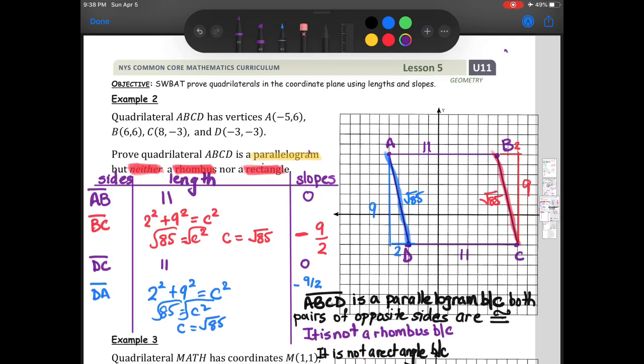Now the next thing, it is not a rhombus because all four sides are not congruent, right? I had to cram it in there, please guys, apologize for that. And it is a rectangle because what do we say? The slopes are not negative reciprocal slopes. They're the same, they're parallel, but they're not perpendicular.